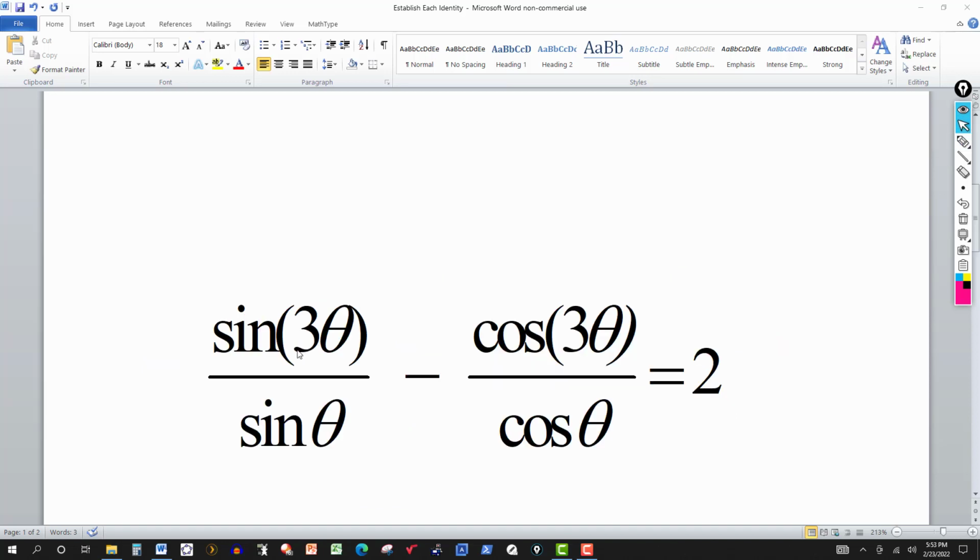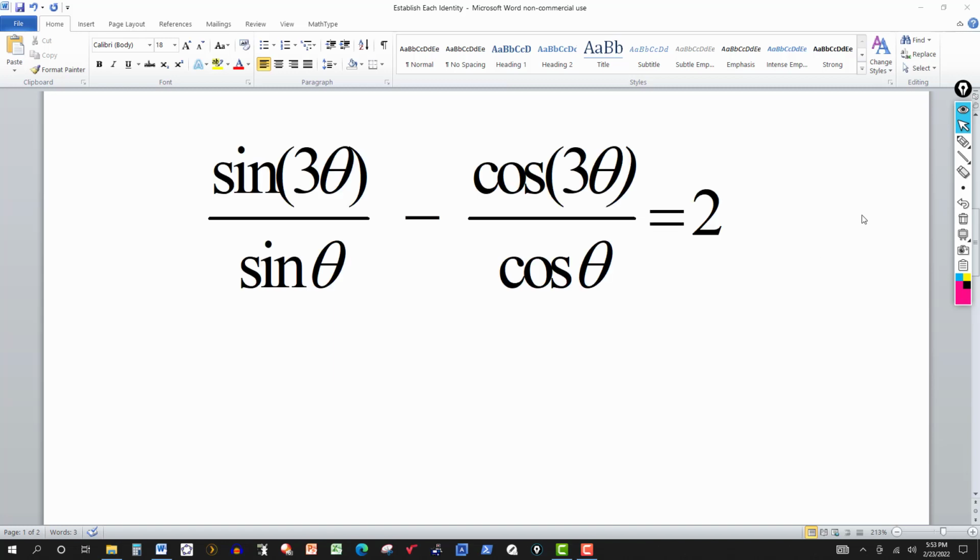Now this one you have sine of 3 theta over sine theta minus cosine of 3 theta over cosine theta. And we want to show that that's equal to 2. So again, take a pause and see if you can work it, and I'll be back. Obviously, the more complex side is the left side again. So I'm going to start with that side.